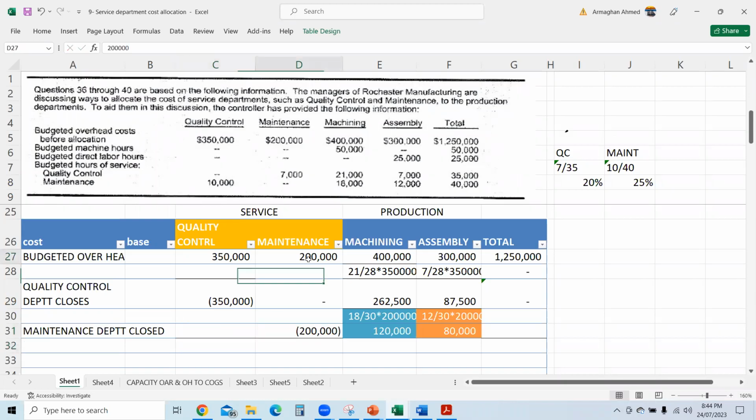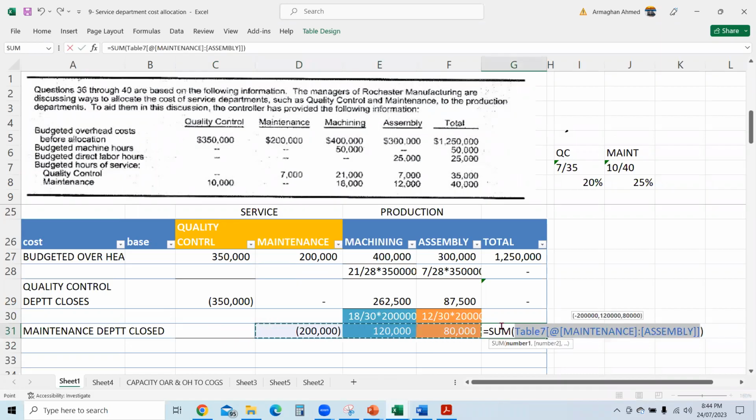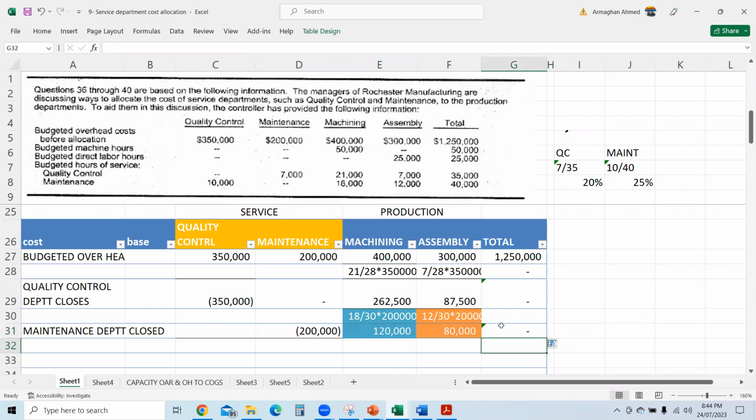So maintenance department, 200,000 we will allocate to whom? This and this. So if I apply the formula now, that will be how much? Nil. Agree? 200 minus 200 plus 0, right? So if I want to know now the department cost, quality control cost will become how much? 0, right? 350 plus 350 minus 0. Here, how much is the maintenance cost? 0.